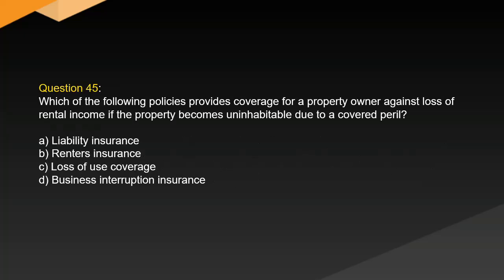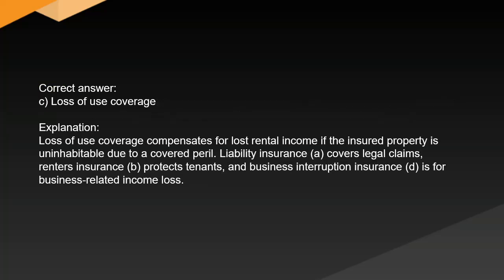Question 45. Which of the following policies provides coverage for a property owner against loss of rental income if the property becomes uninhabitable due to a covered peril? A. Liability insurance. B. Renter's insurance. C. Loss of use coverage. D. Business interruption insurance. Correct answer. C. Loss of use coverage.